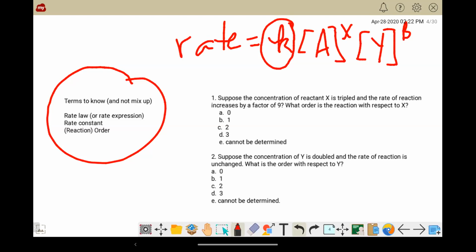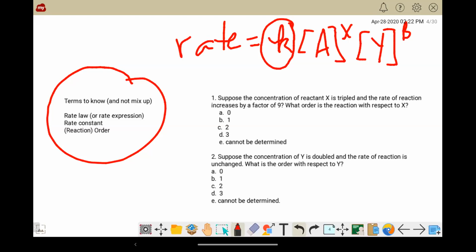Reaction order is the exponent. So when we talk about the order with respect to a particular reactant, then we're talking about the exponent. Sometimes you'll be given some information and asked to predict what the exponent is. And it's just like the question we just did, they just don't show it to you in a table form, but it's exactly the same kind of idea.